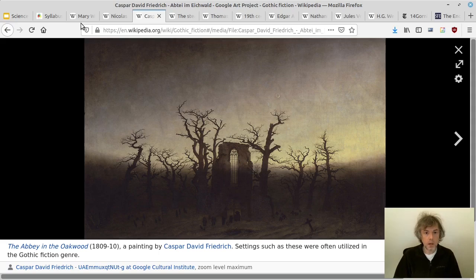The Gothic features a strong element of the mysterious or supernatural, essentially the unknowable, as opposed to the Enlightenment's focus on knowing or understanding the world. Another characteristic of the Gothic, typically, is the persecution of a woman in an isolated location.